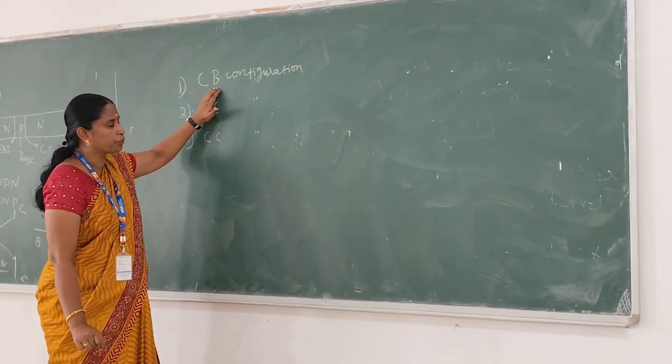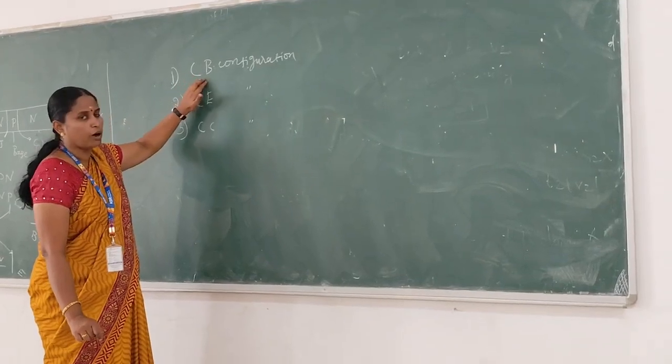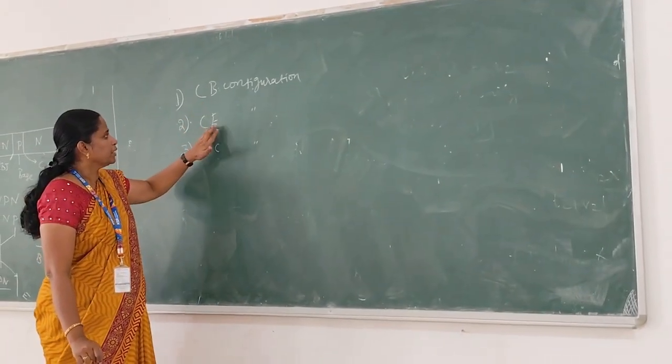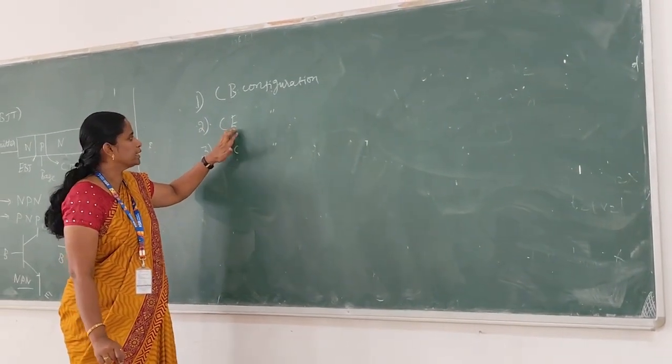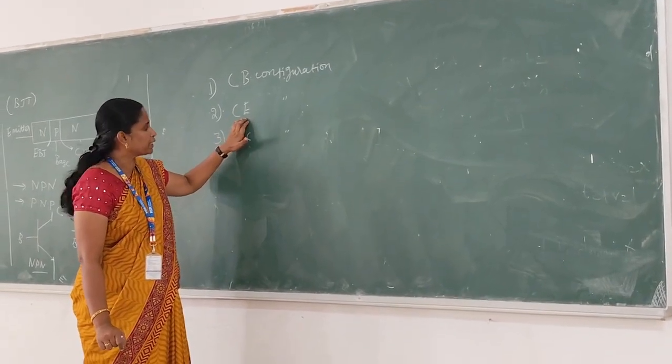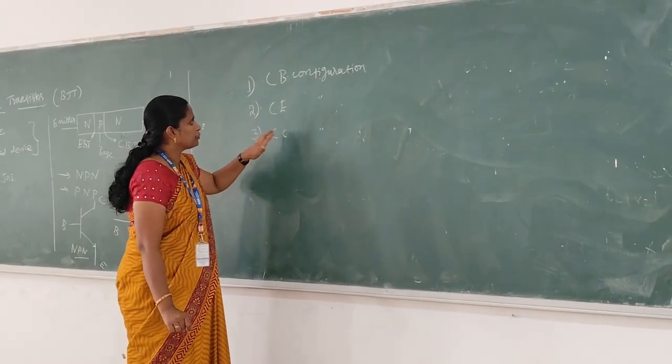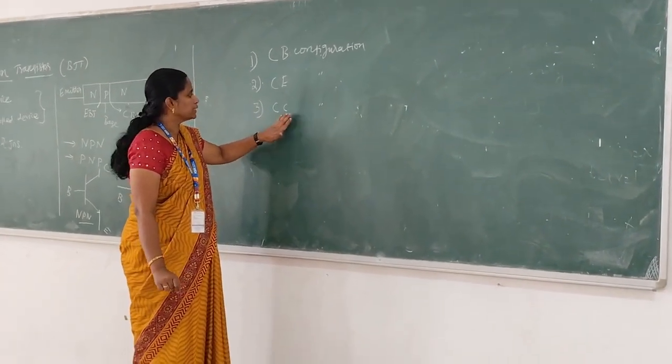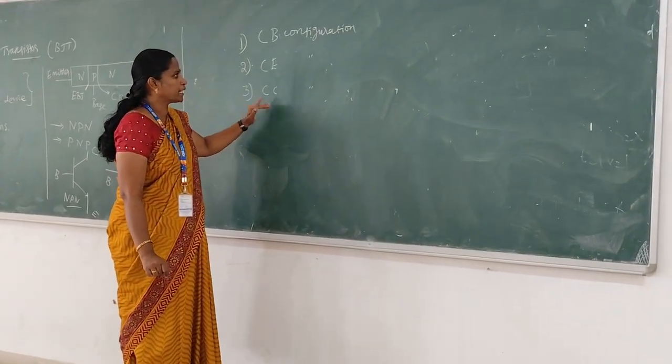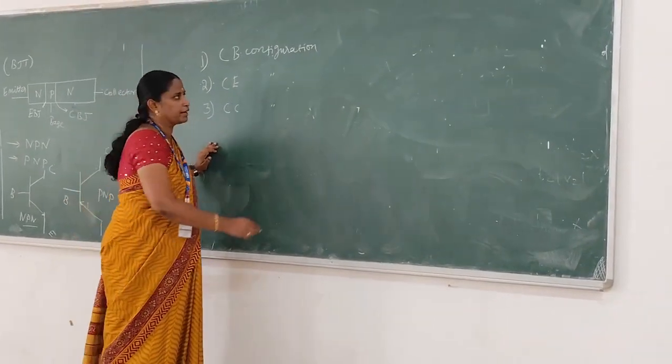If base is grounded, then it is said to be common base configuration. If emitter is grounded, then it is said to be common emitter configuration, and if the collector is grounded, then it is said to be common collector configuration. Right?